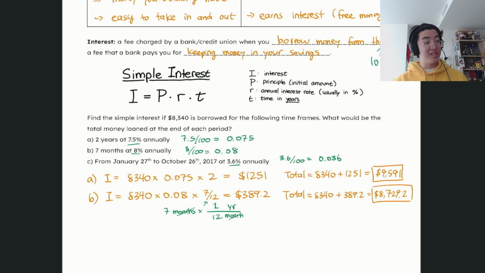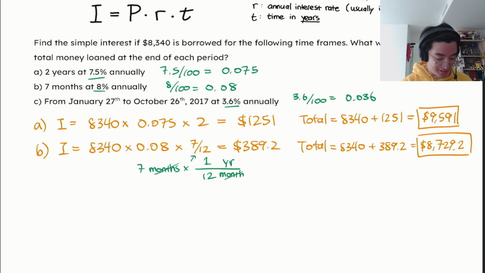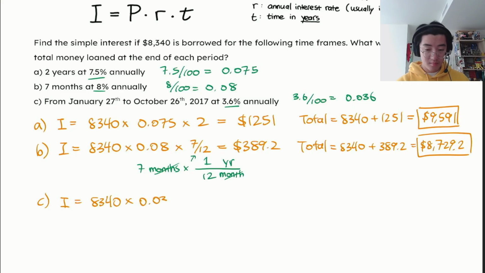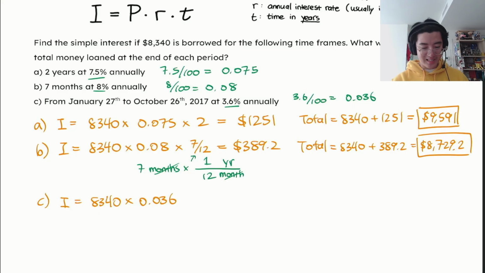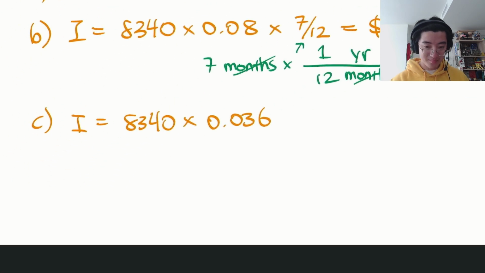Okay, so those are the nice and simple ones. Here comes C. Ideally, you would never have to do something like this, but I'm showing you this as an example that this works for everything. So this is weird. We have January 27 to October 26 in 2017. First of all, it's not a leap year because it's not divisible by 4. So let's count how many days we have.